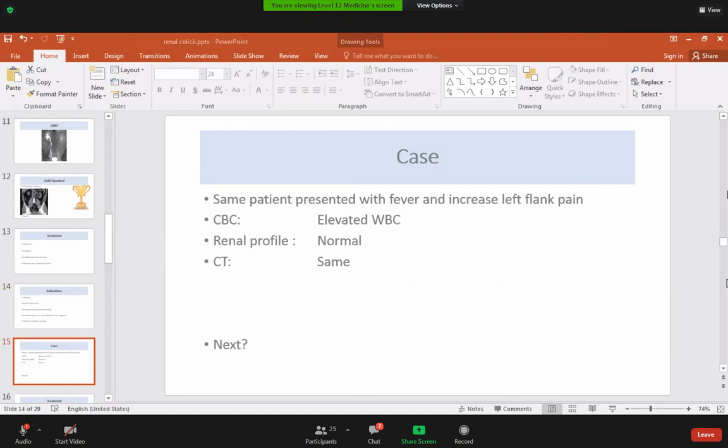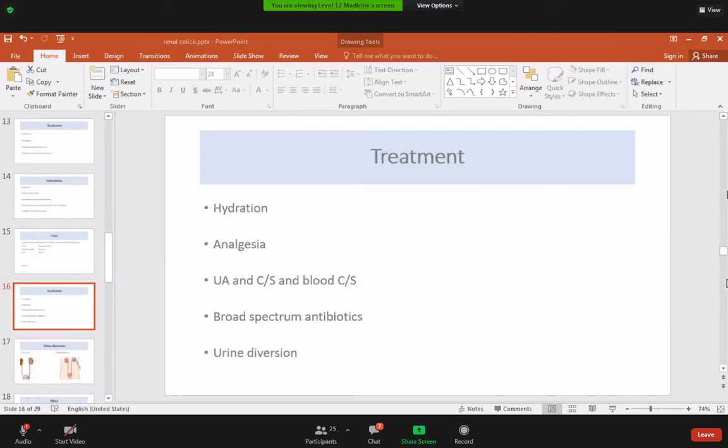Same patient with the same problem now presents with fever and increased flank pain. And on investigation, you see that CBC is elevated. WBCs on CBC, the leukocyte count, TLC, is high. Renal profile is normal, and CT is the same as we have seen before. So what will you do for this patient?